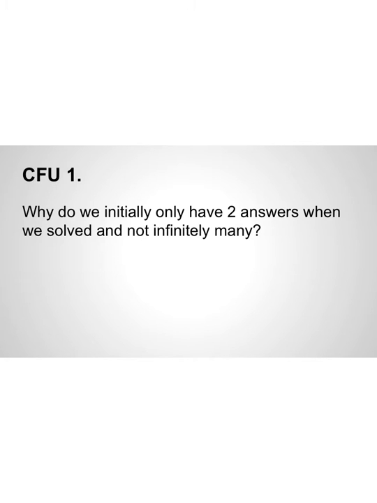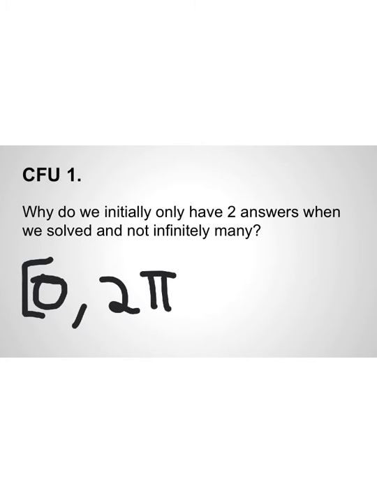Okay, I'm going to answer the question quickly. We initially only have two answers when we solve this example because we were given the interval. We were looking for all the answers that were between 0 and 2 pi. If you think about that, that is one time around the unit circle, and we only had two spots where the answer was true, or two angles where the answer was true. In the first example, we were not given an interval, therefore it wanted all infinite answers. So we had to represent them all, and we used the 2 pi n, which represents coterminal angles.